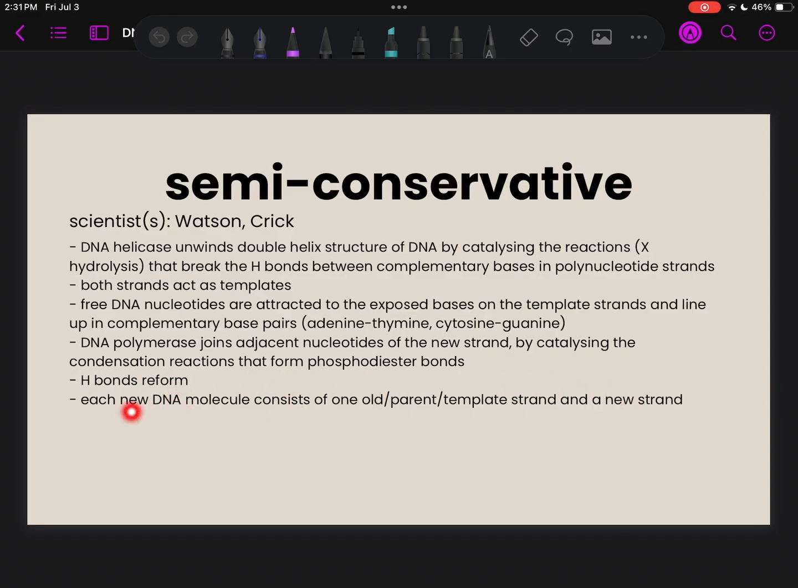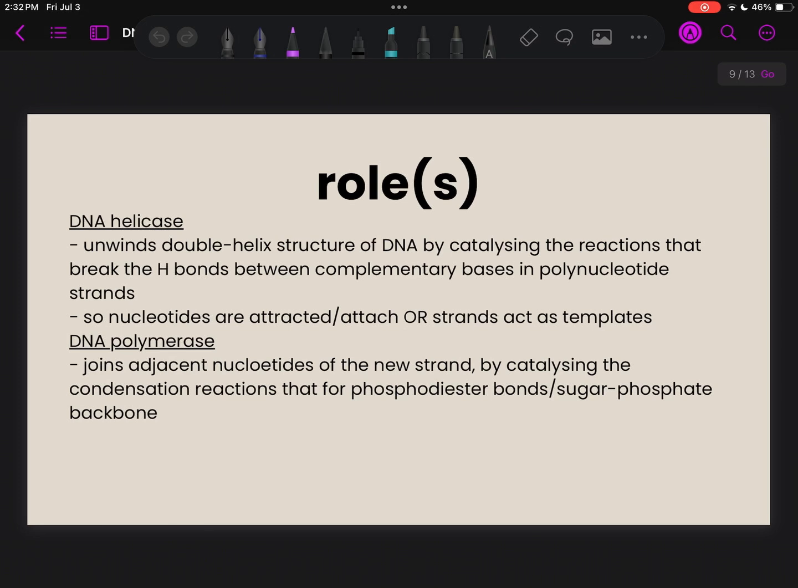Each new DNA molecule contains one old (parent/template) strand and a new strand. Let's consider some roles within the semi-conservative model itself. The enzyme DNA helicase is used to unwind the double helix structure of DNA by catalyzing the reactions that break down the hydrogen bonds between complementary bases in the polynucleotide strands, so nucleotides are attracted and attached, as the strands act as templates.